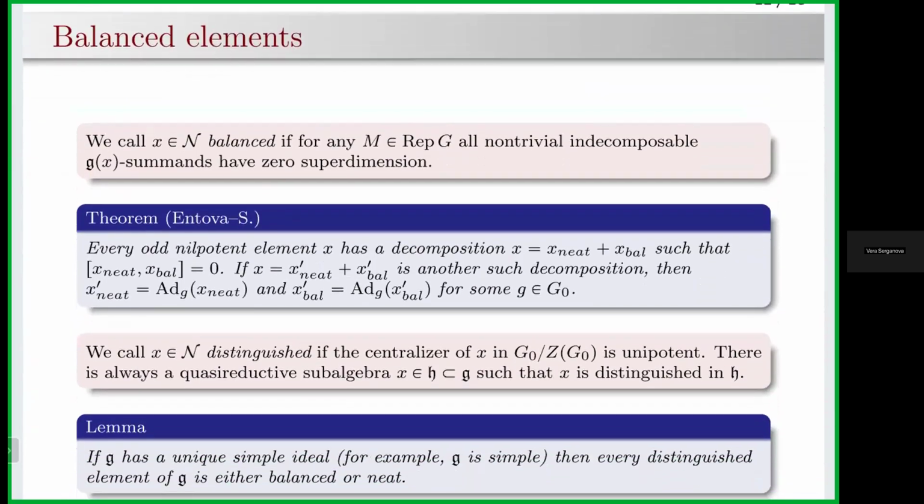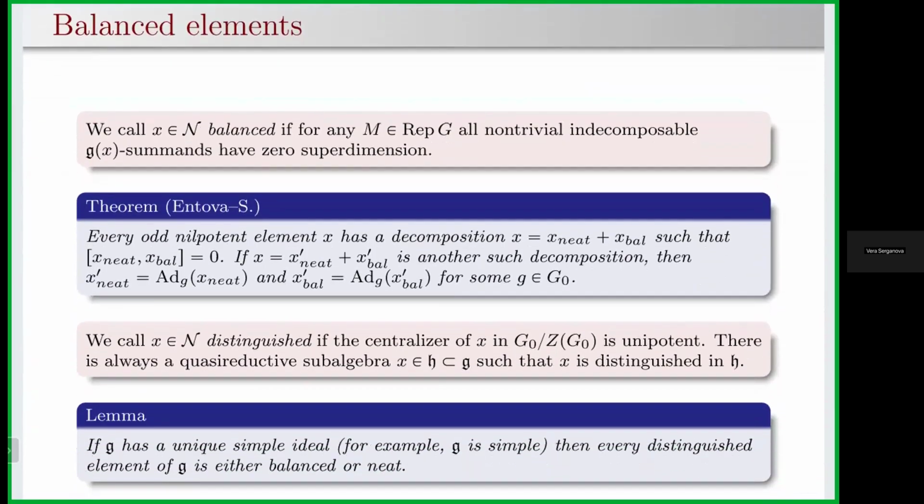We also have one more term. We call an element x in g1 balanced if for any M in rep G, all non-trivial indecomposable summands have zero superdimension. So if you have a Jordan block which is not trivial, then it has even length. And this is an interesting recent result of ours: you can always write any odd element as a sum of a neat and a balanced element, such that they commute. Moreover, if I have two such decompositions into the sum of neat and balanced, then these two decompositions are conjugate by the action of G0.